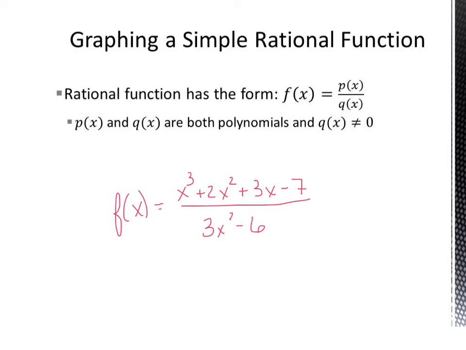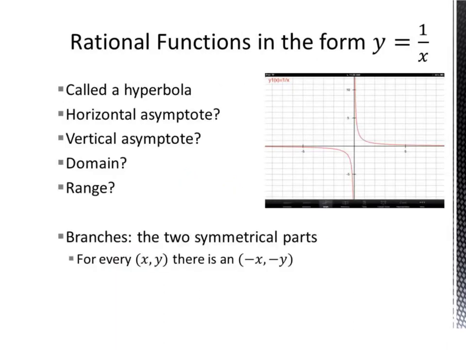Now we're going to start out with the most basic ones, and these are just going to look like 1 over x, because 1 itself is a polynomial and so is x. So if we just graph y equals 1 over x, we get a graph that looks like this. You can see the graph in the red here. And this particular graph is called a hyperbola, or you could just call it a rational function graph.